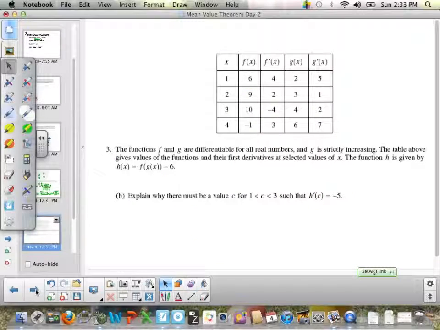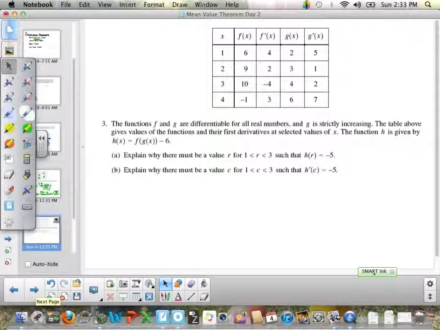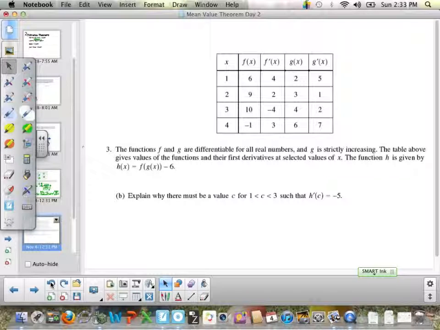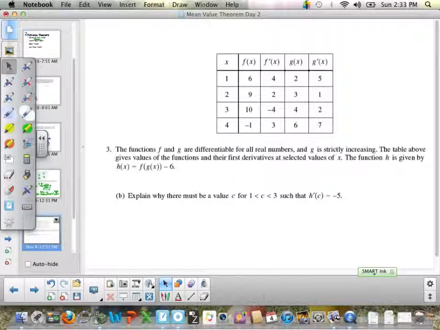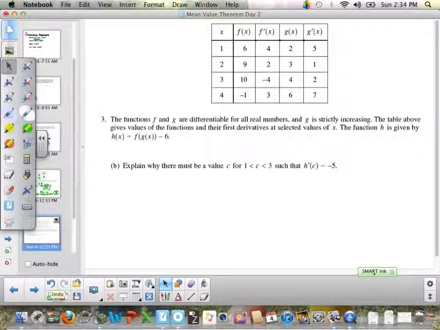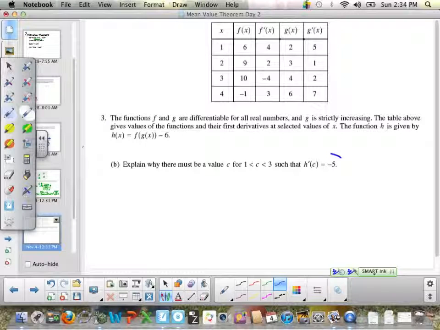And finally, another existence theorem problem. Let's group it so it can't get away from me. All right, functions g and f, yeah, I read that before. Explain why there must be a value of c between 1 and 3 such that h prime of c equals negative 5. Why must the instantaneous rate of change be negative 5?